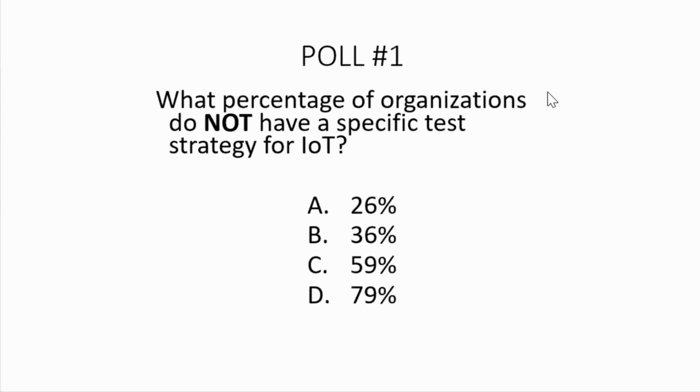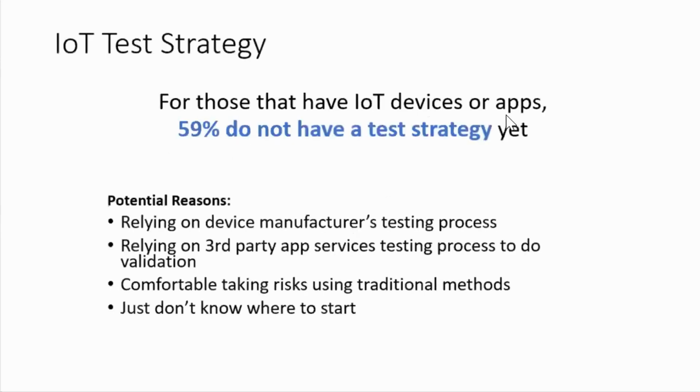It actually used to be 79%, but we're improving. We're at 59% as the answer. So 59% do not have a strategy. That is scary stuff, right? But again, it's a testament to the greenfield space. We're still trying to figure out a lot of this stuff.